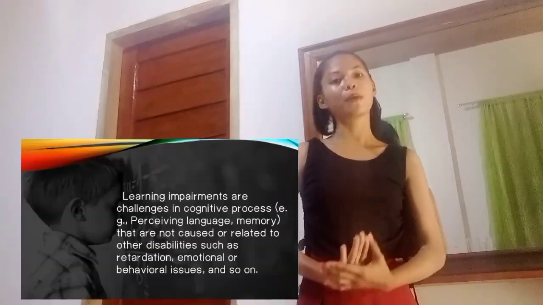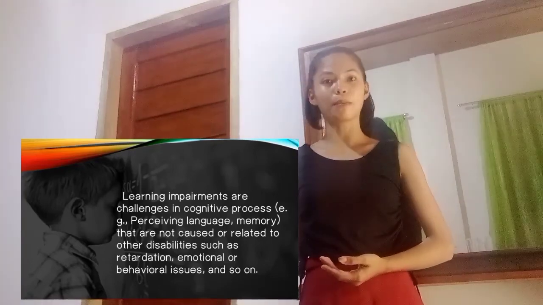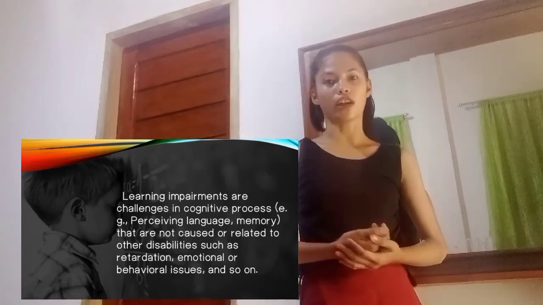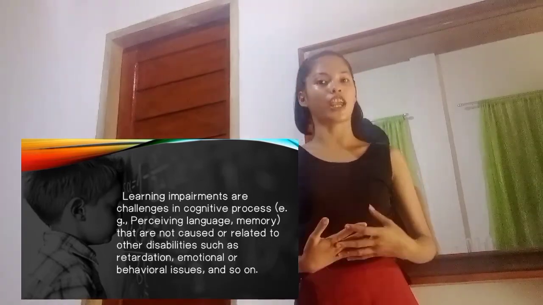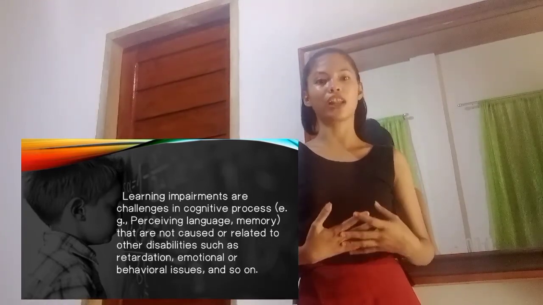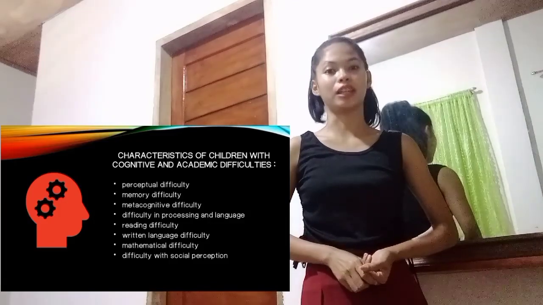By the way, my name is Joregrace Malacura, and I will be discussing special cognitive or academic difficulties and indicative behaviors. So, learning impairments are challenges in the cognitive process. Here are some examples that are not caused by or related to other disabilities such as retardation, emotional or behavioral issues, and so on. So we have here characteristics of children with cognitive and academic difficulties.